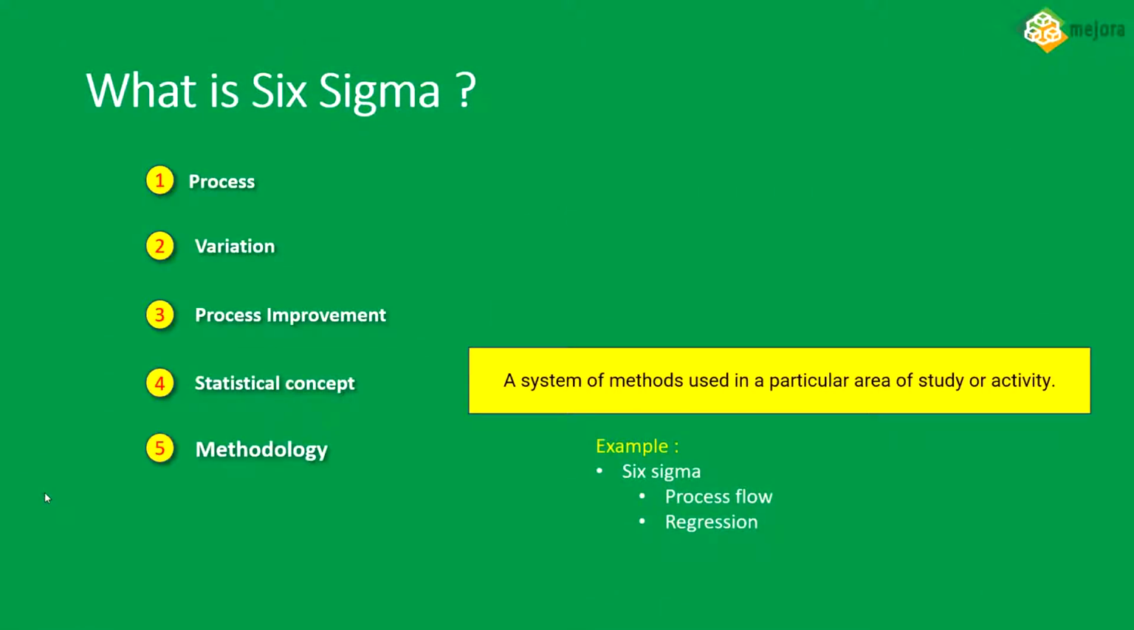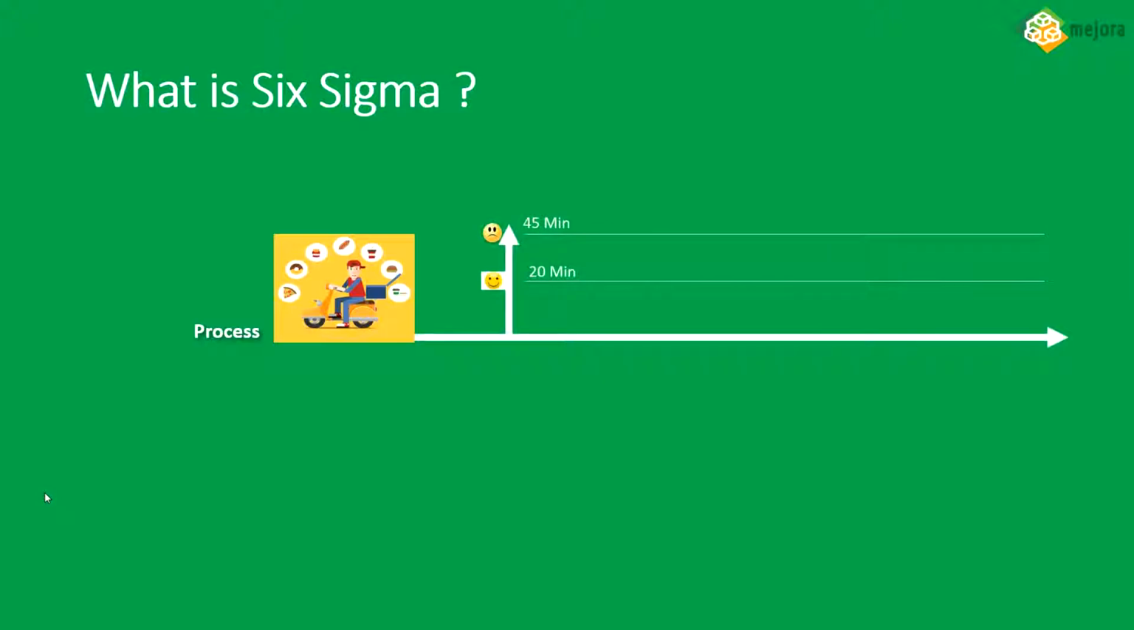Now let's go back and see how all these points are related together. Suppose we are talking about a food delivery app, where you go to an app or online web portal and book food delivery. The best case scenario is that you get the food in 20 minutes, where you are happy, but sometimes it takes 40 minutes as well. Most customers will not be happy because the food would be cold by the time it reaches you.